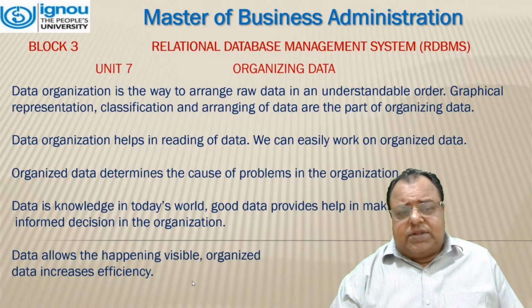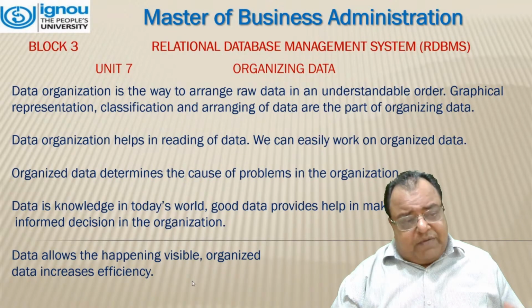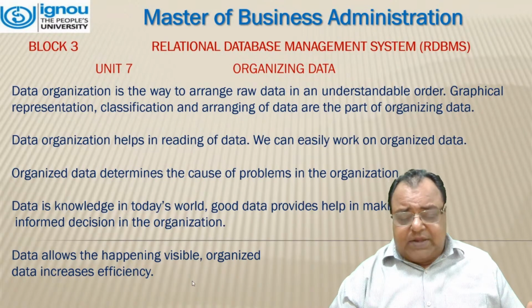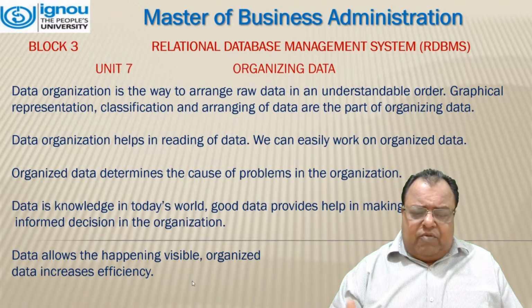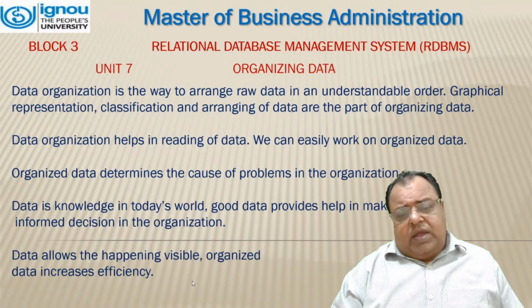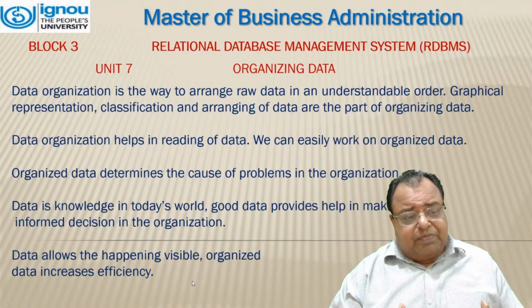We'll start with Unit 7, that is related to organizing data. Data organization is the way to arrange raw data in an understandable order. Graphical representation, classification, and arranging of data are the parts of organizing data. Data organization helps in reading the data. We can easily work on organized data. Organized data determines the cause of problems in the organization.